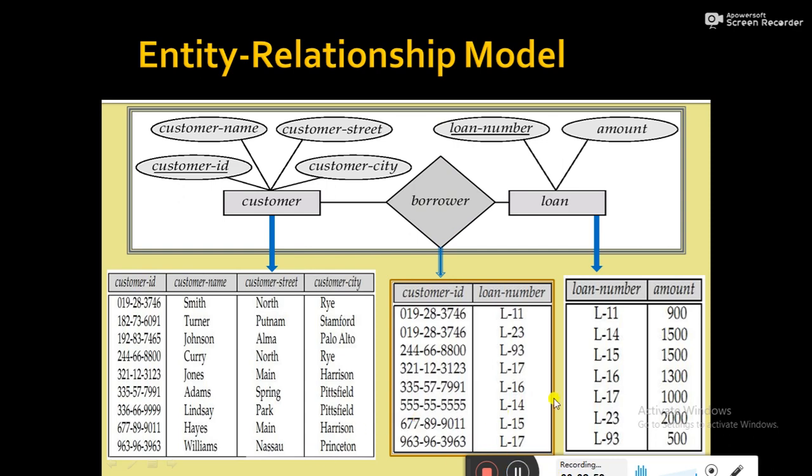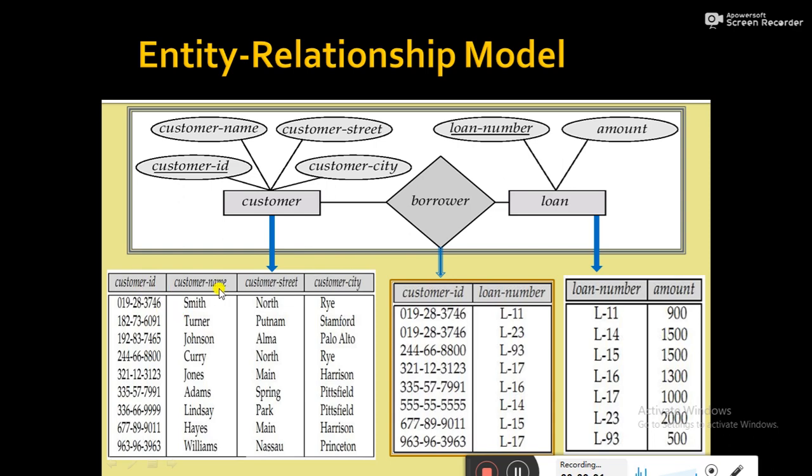Once the ER model design is complete, the next step is to translate the entity relationship model into the relational model. As we know, in the relational model each entity set is represented in tabular format, or table format, and in the relational model each table is known as a relation. That means in the relational model, table and relation are both the same, and a table has a unique name and each table has multiple columns.